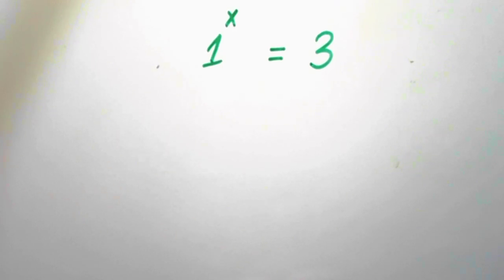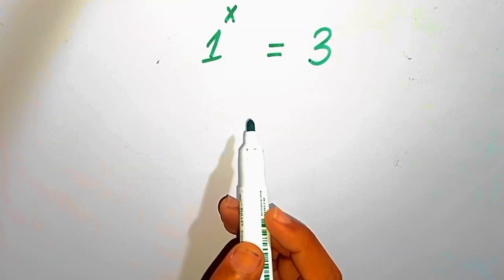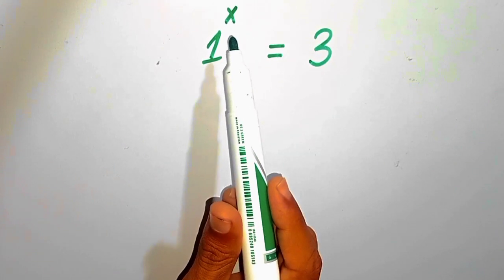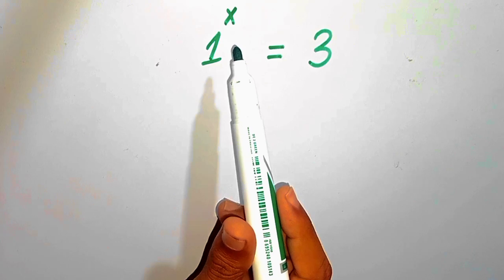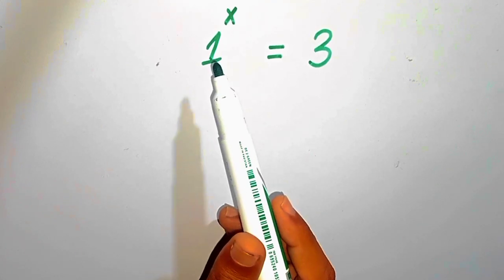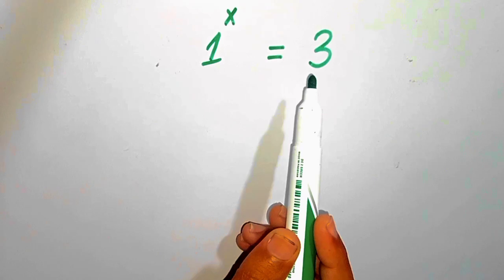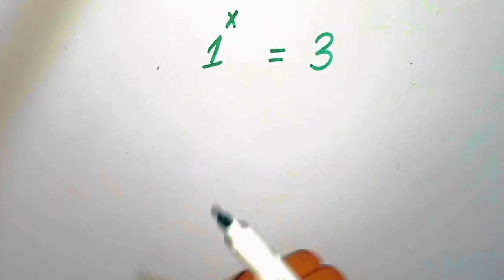In this mathematical video, we solve an exponential equation. An exponential equation is one in which the variable is in power form. So here x is in the power. Our equation is 1 power x is equal to 3. Now we start the solution.